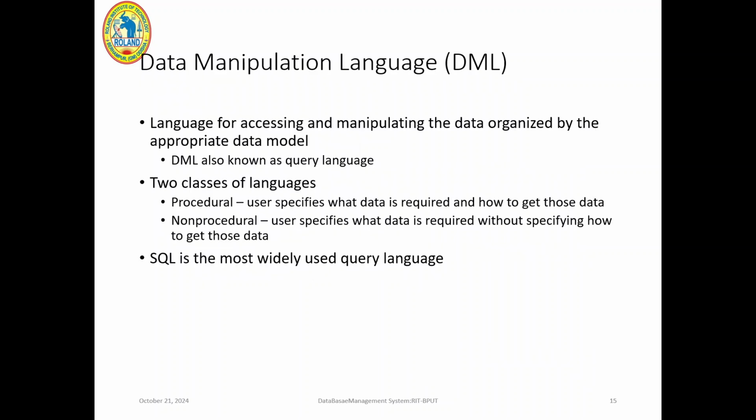Next, we go for the data manipulation language. Data manipulation language is the language for accessing and manipulating the data. So first the data is stored, then we can manipulate or access the data. So how do we access? By using a query language, structured query language, SQL. Okay. Select all from this one, where this condition is satisfied. We would do it like this. Then DML is also known as a query language.